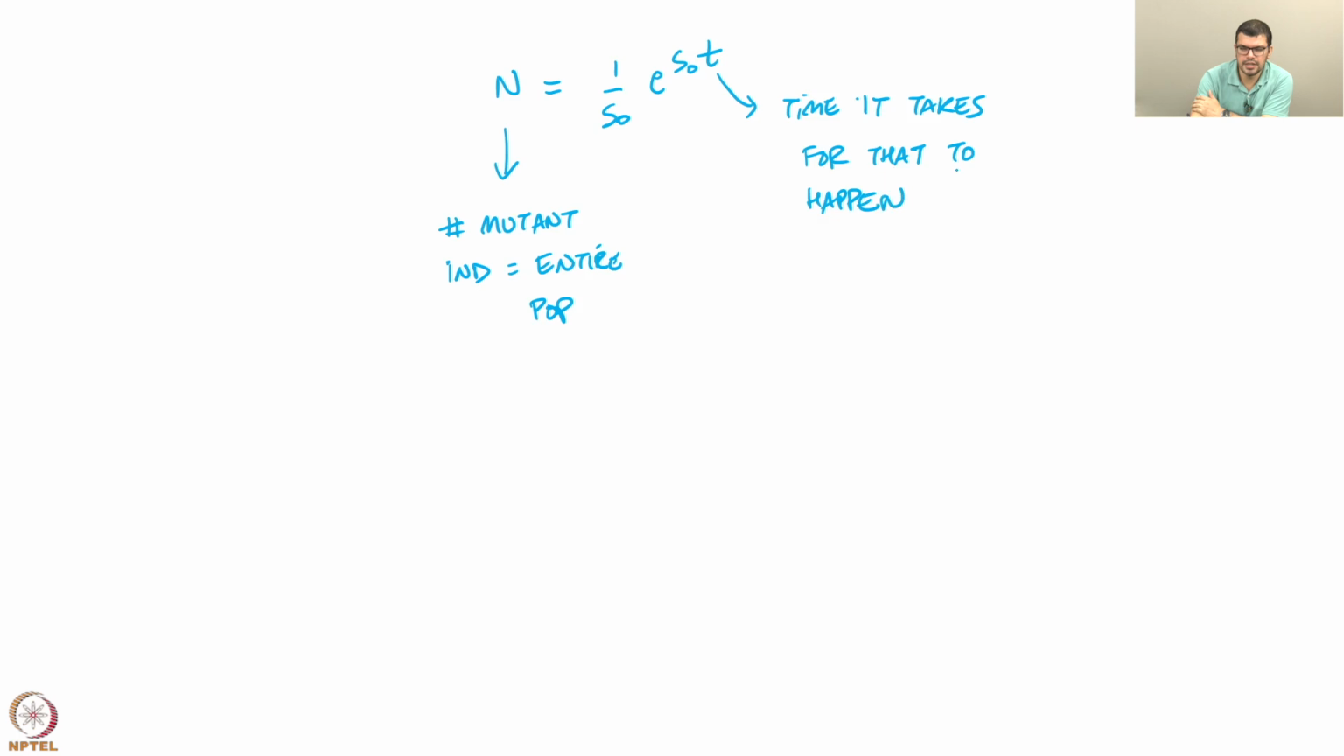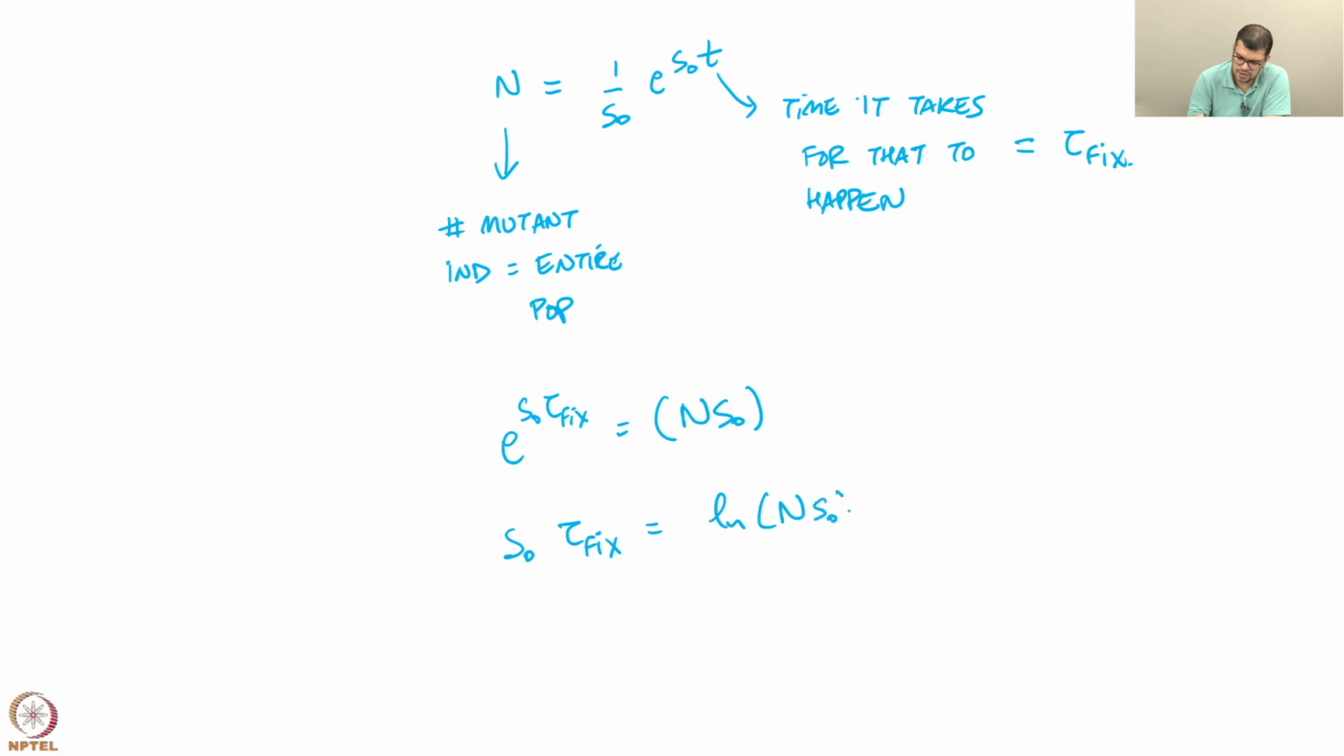And this time that it takes for this fixation to happen, because the mutant is getting fixed in the population, is simply equal to tau fix. So we solve for tau fix here, and we simply get e to the power s naught tau fix is equal to n times s naught, and we take log of both sides and we get s naught tau fix equals ln of n s naught, which gives me tau fix is equal to ln of n s naught divided by s naught.